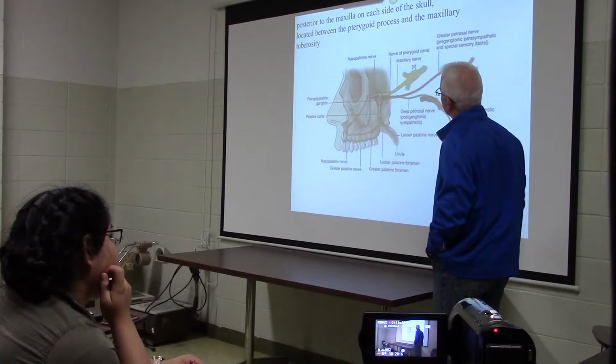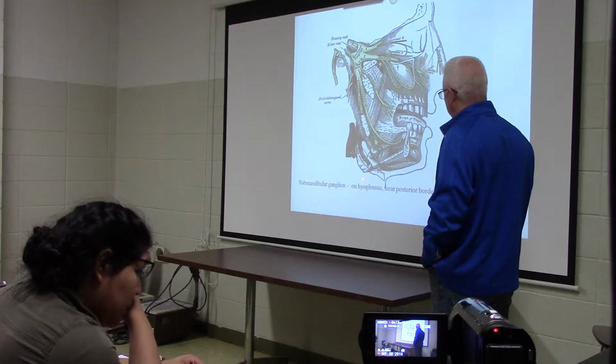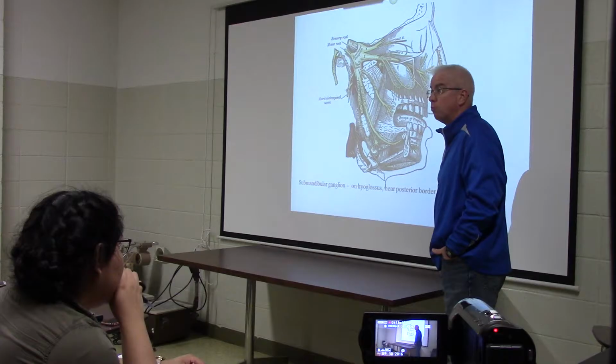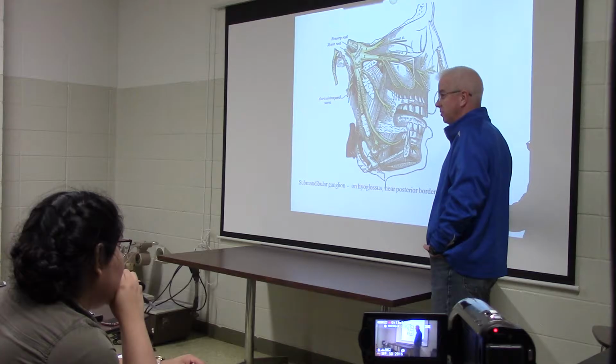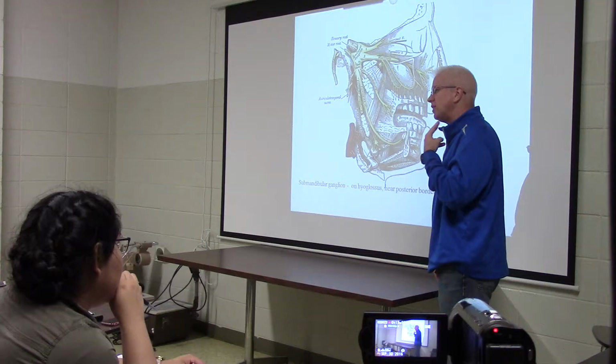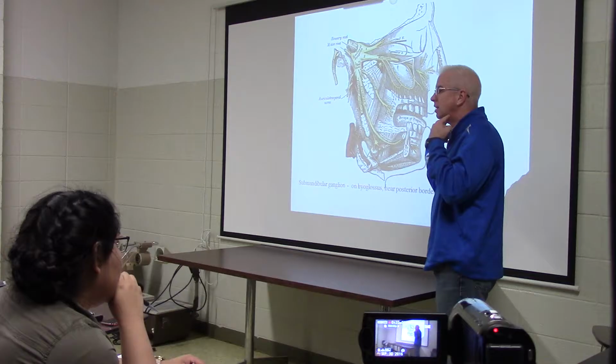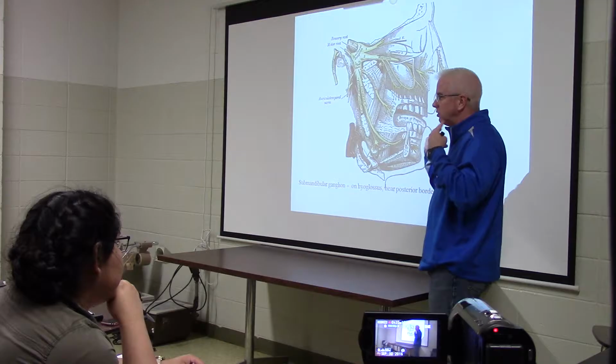Okay. The third one is the submandibular ganglia, and it's located on the hyoglossus muscle near the posterior border of the mylohyoid. Now, you've done lab work now. You've seen this one, the mylohyoid, right? It's a bit of a fan-shaped muscle, isn't it? It sits right in there between this triangular muscle extending this way that we call in the lab the digastric, which has two bellies.